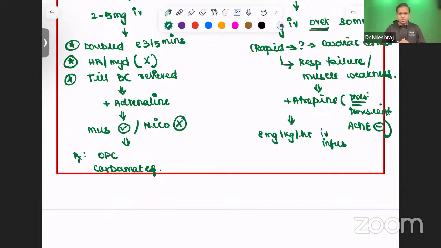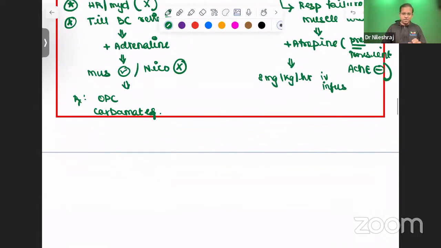So do we need to remember the drug doses? Yes, only for emergency conditions. For chronic conditions, no need to remember the drug doses. For emergency conditions, it's always advisable to remember the drug doses. And this can be used for muscarinic symptoms and also for nicotinic symptoms. This can be used for the treatment of organophosphorus compounds poisoning alone.